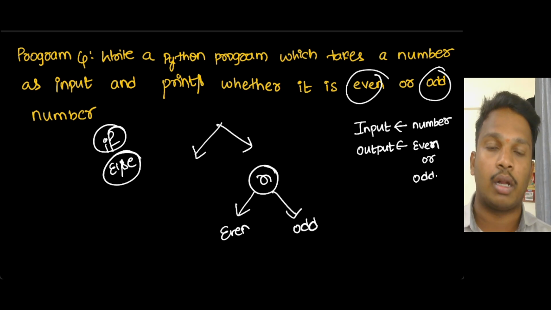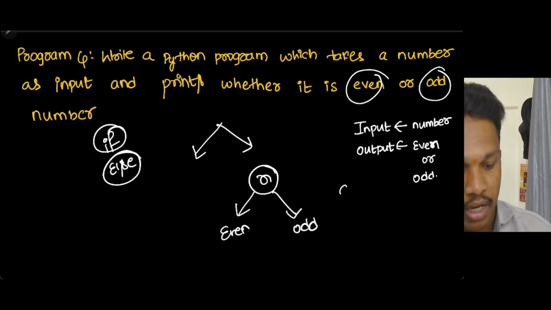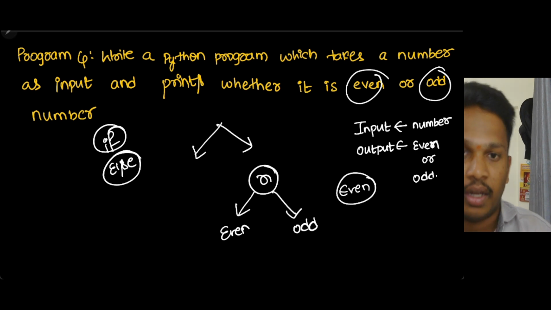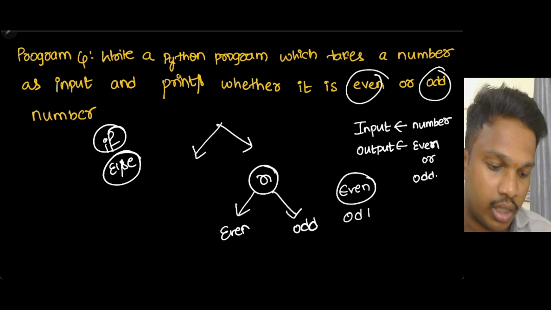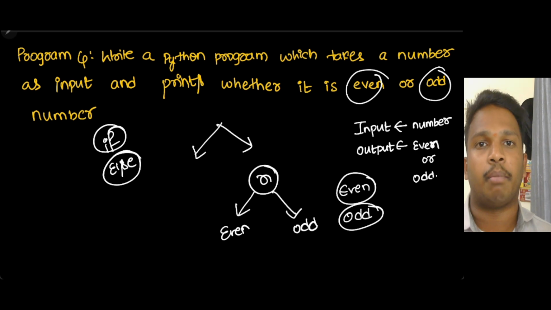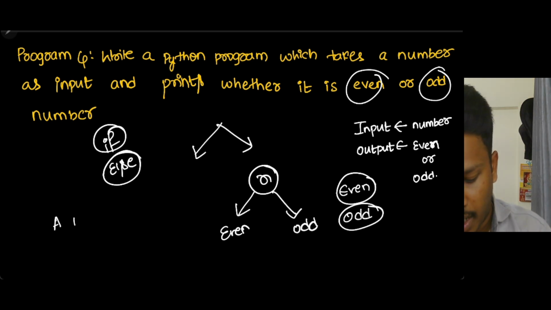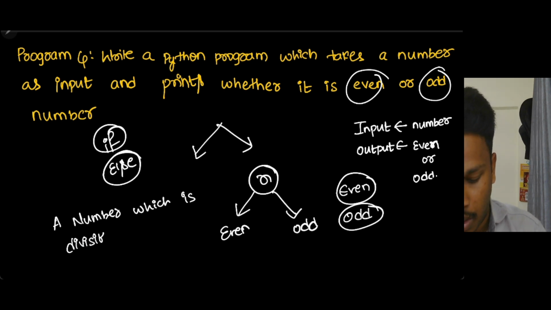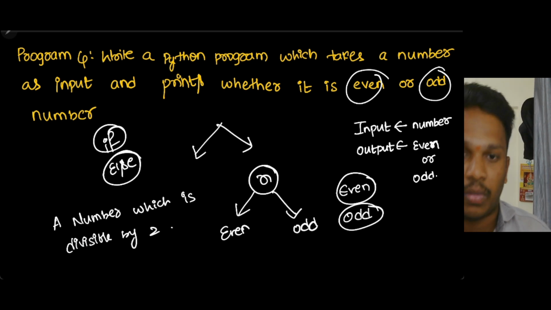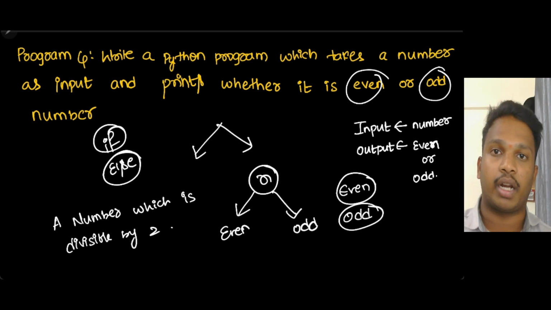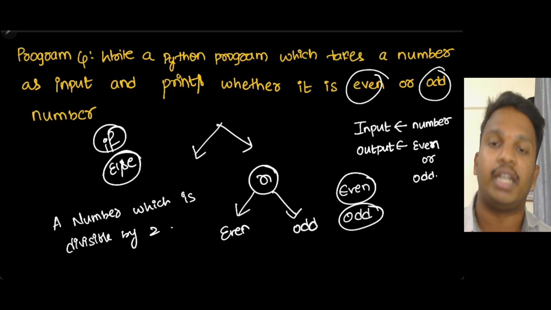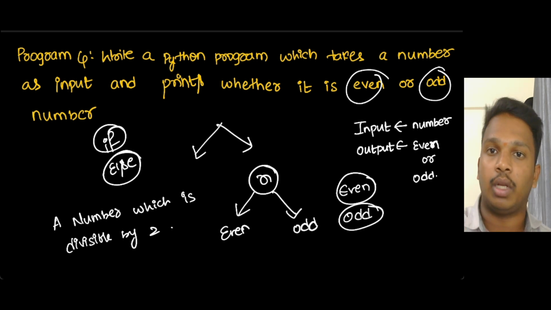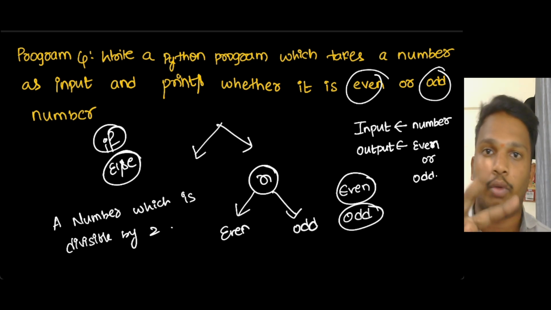But before going to that, what is the logic for finding an even number or an odd number? What is meant by an even number? A number which is divisible by 2 is known as an even number, correct? If it is not divisible by 2, it is odd. If it is divisible, even. If it is not divisible, odd. That's all. We have only two options.